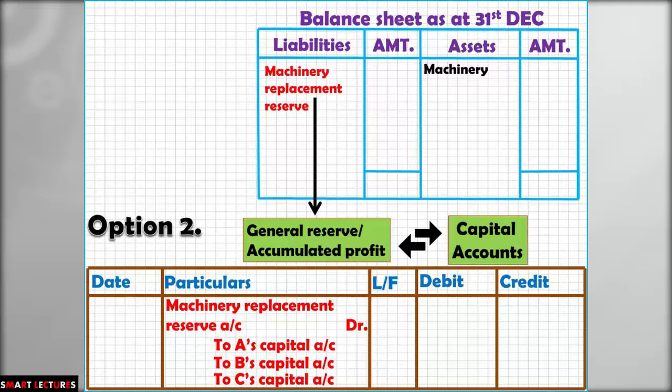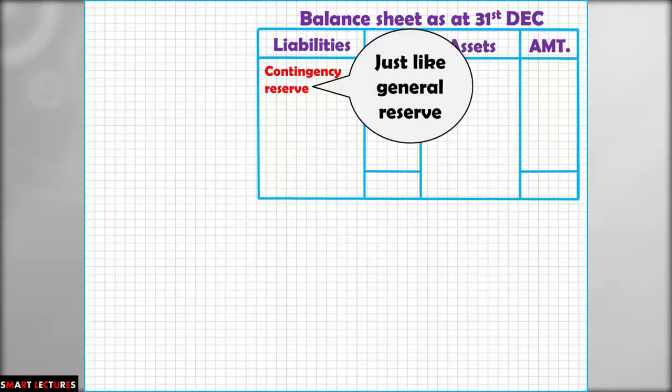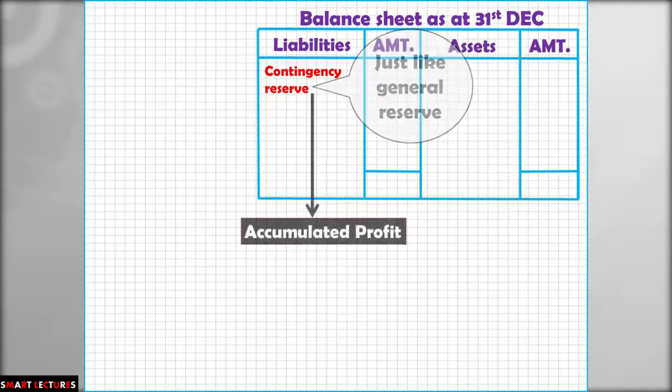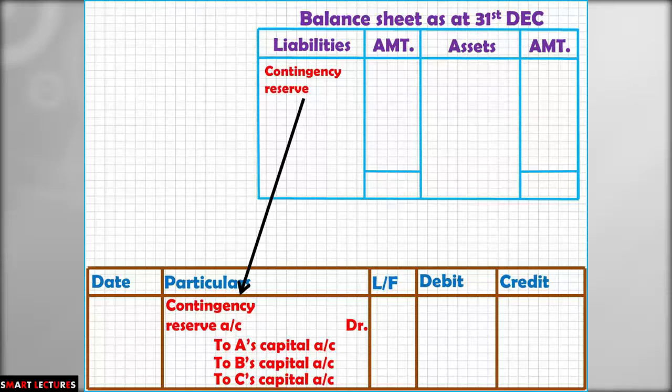And on the balance sheet, sometimes you may find contingency reserve. It is just like general reserve. It is the part of profit and it is accumulated profit. So what will be the journal entry? Contingency reserve account debit to A's capital, to B's capital, to C's capital.